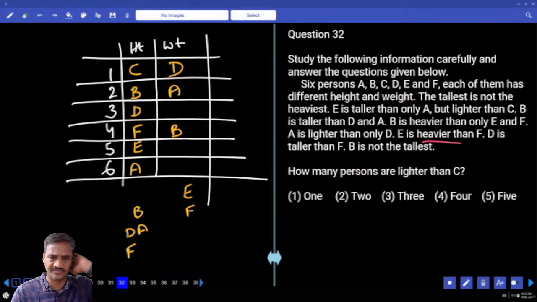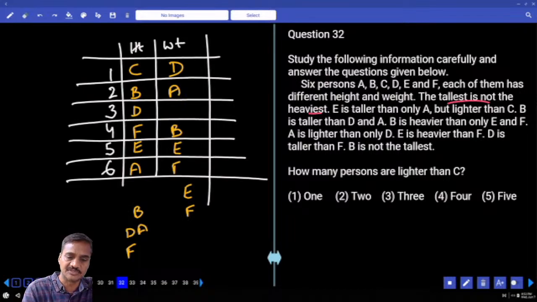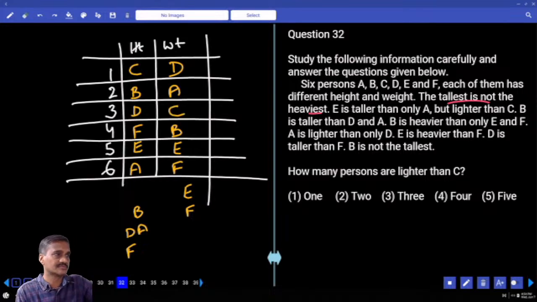E is heavier than F. And any other information we have? The tallest is not the heaviest. E is taller than only A but lighter than C. And B is taller than both D as well as A. And B is heavier than only E and F. Yes, B is heavier than only E and F, so E and F must be like this. Now if E and F were like this, then C must be like this.